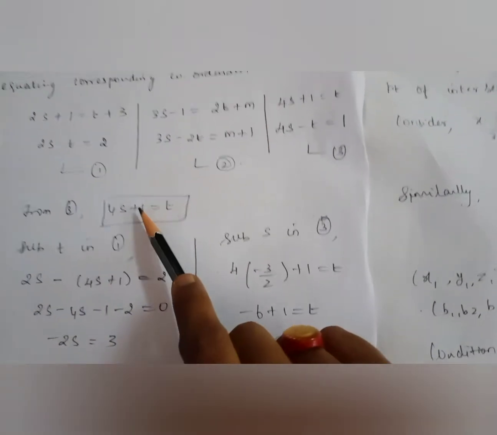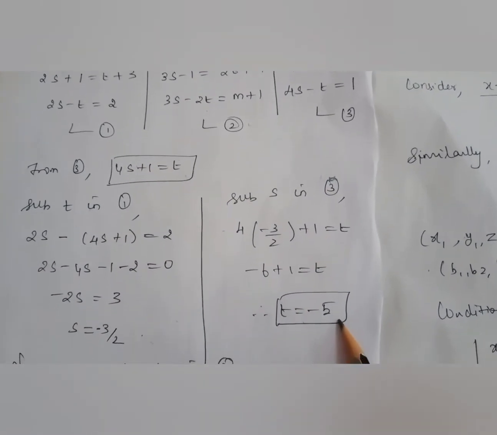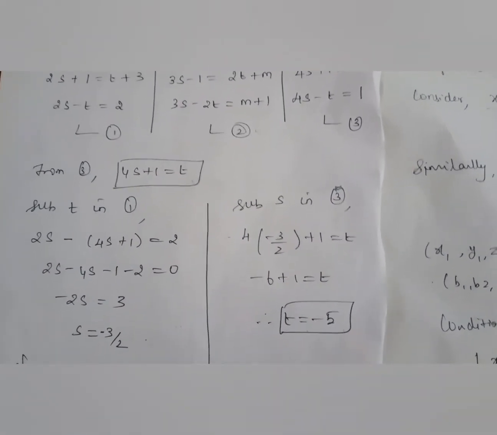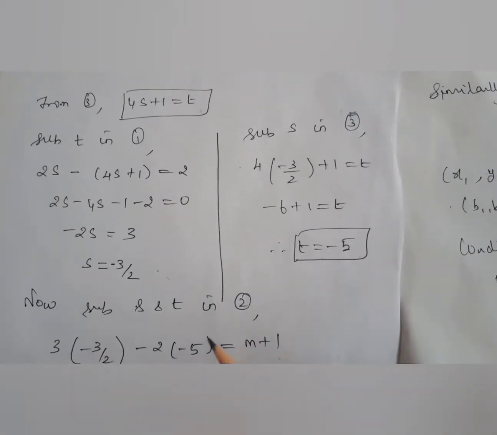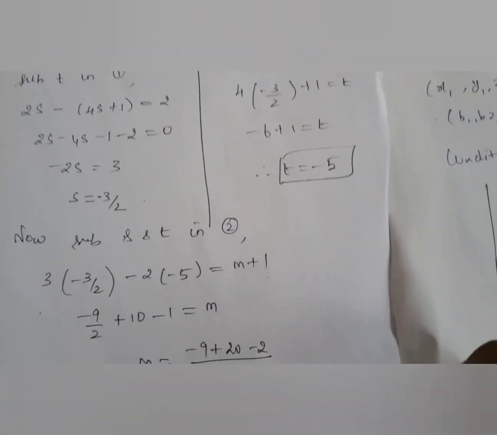Once again I will substitute the s over here to get the value of t. I am getting the value of t to be minus 5. So after getting the value of s and t, I can substitute the same because we were asked to find the value of m.